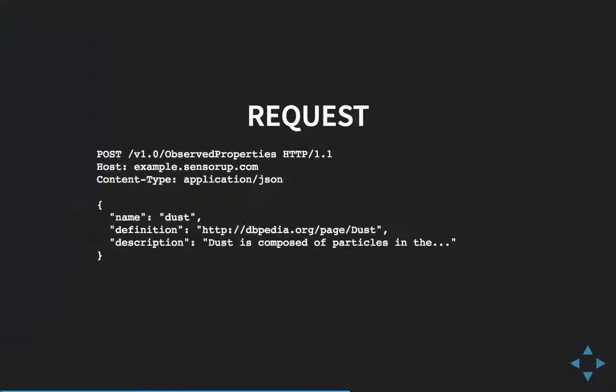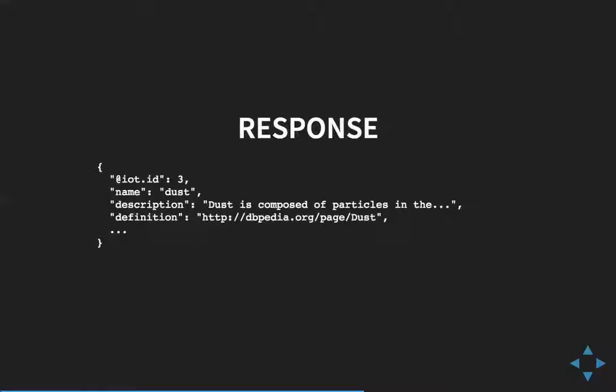To create this observed property, we'll post JSON to the observed property endpoint. You may note that for the definition, we linked to the DBpedia entry for dust, and the description is an excerpt from that same page. And again, here is our response.